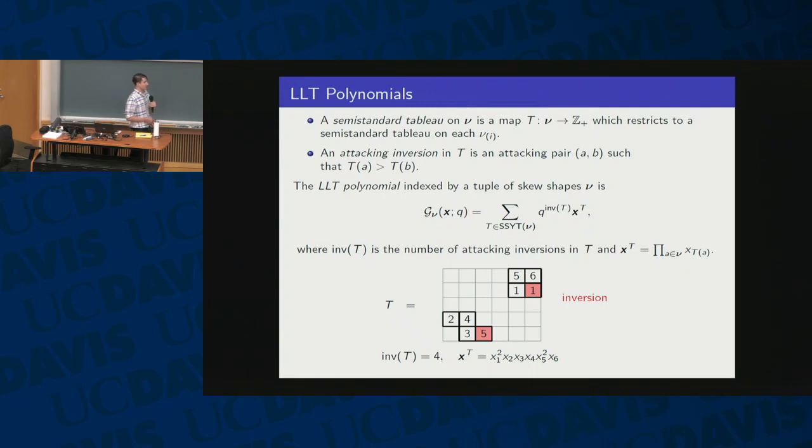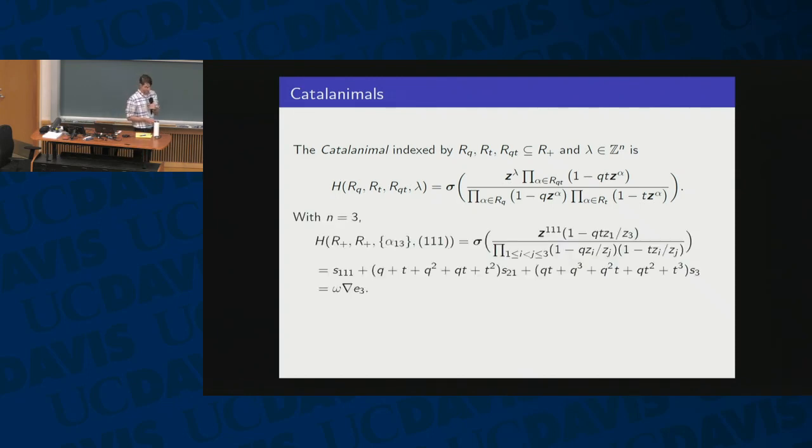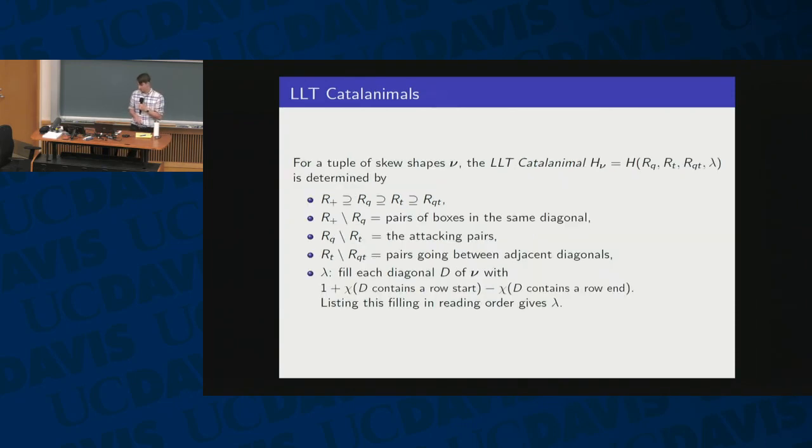These are sort of well-studied polynomials in the literature dating back to Lascoux, Leclerc, and Thibon. Okay, and then we saw Catalanimals, right? So a Catalanimal, you have 3 root ideals and a weight, an integer vector weight. And this is the same example as in Jonah's talk. You get an honest symmetric function after you expand this all out and Weyl symmetrize.